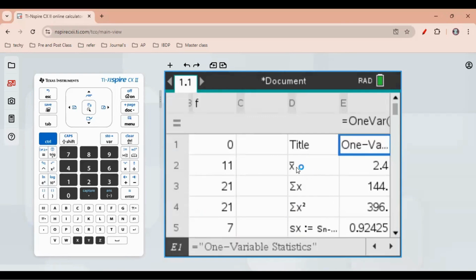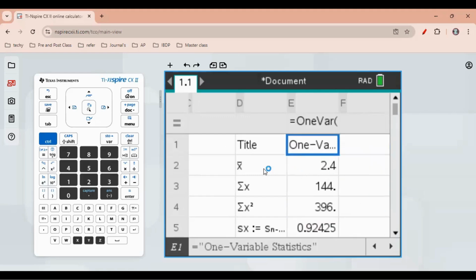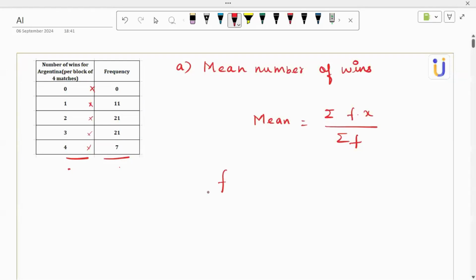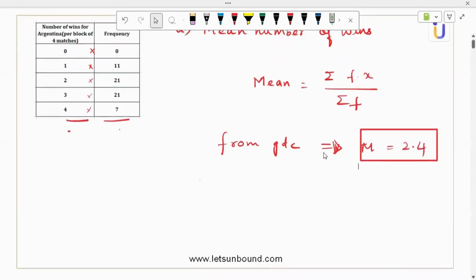So here we have the results, x bar, sigma x squared, but we are looking for the mean. So the mean number of wins is 2.4. Can you see over here? That's simple. We can calculate this quickly and we got it. So from the GDC, we got mean number of wins equal to 2.4. That's simple. And moving to the next part.